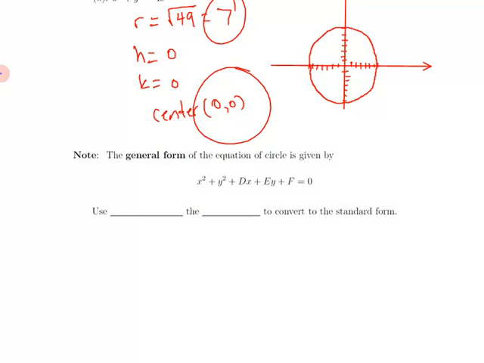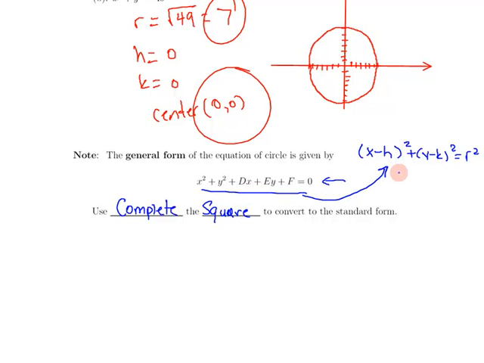Now, what if the equation of a circle isn't in the standard form where we can pick out the h and the k? What if it's in this form right here, x squared plus y squared plus an x term plus a y term plus a constant term? How do we find the center in that case? The answer is we go back to a technique we've learned before. We use complete the square to convert this back into this.